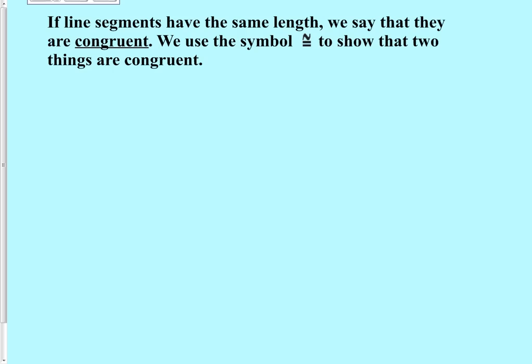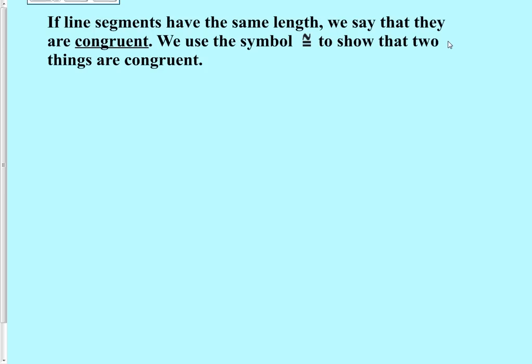Okay, right off the bat, new term, congruent. That goes on the left side of your paper, and then here comes a definition. If line segments have the same length, we say that they are congruent. We use a symbol, a little shorthand notation, to show that two things are congruent.